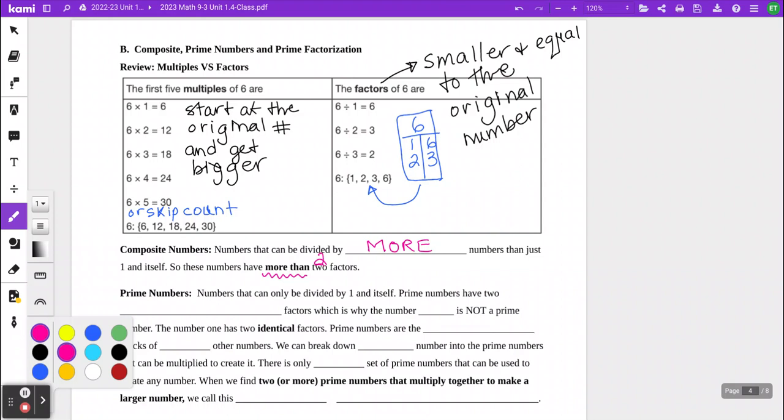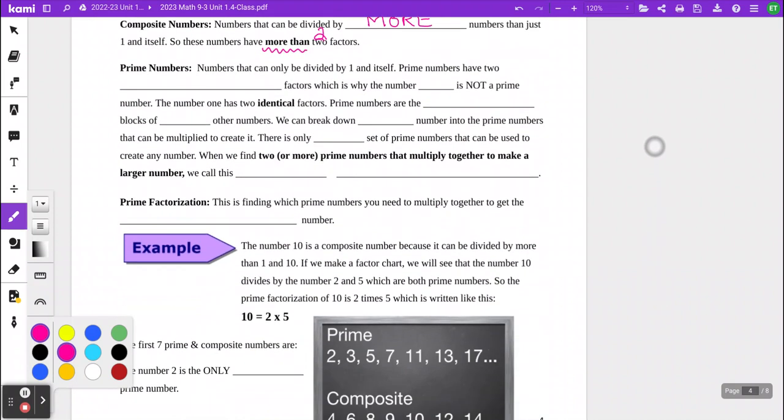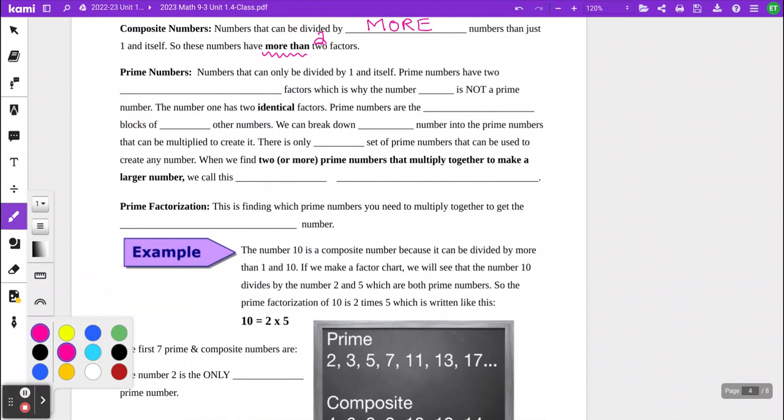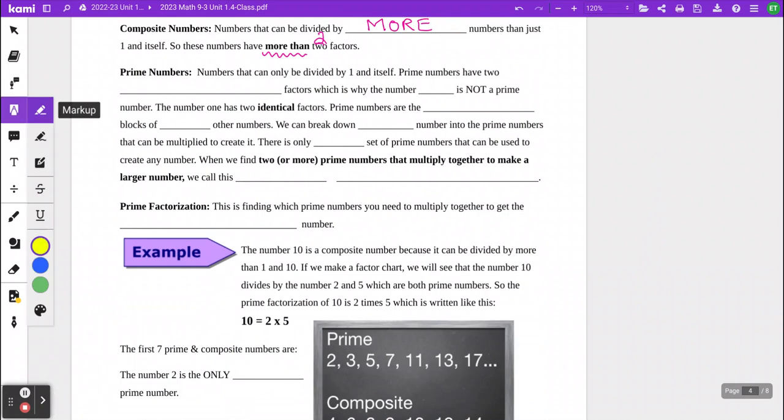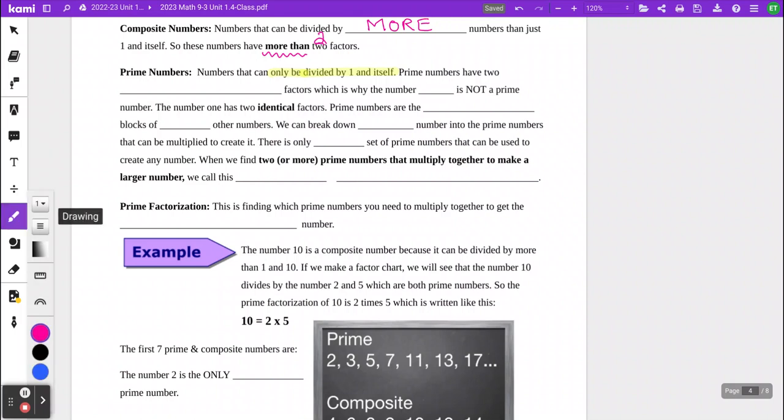The prime numbers are the ones that only get 1 set of factors. So this is where we differentiate now and start talking details. So prime numbers are numbers that can only be divided by 1 and itself. So divided by 1 and itself. They have 2 different factors.